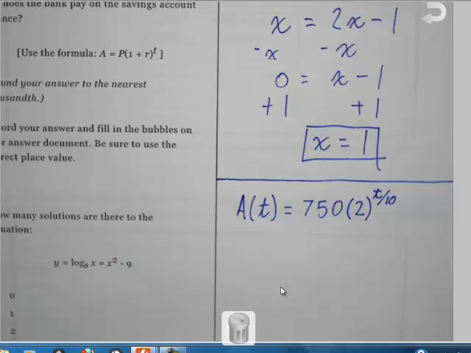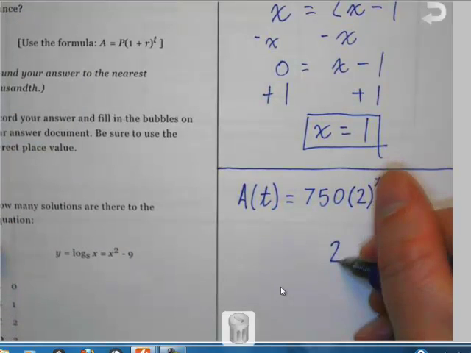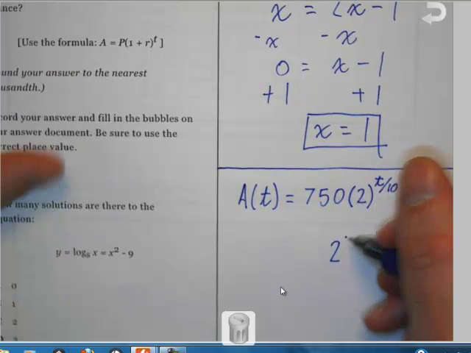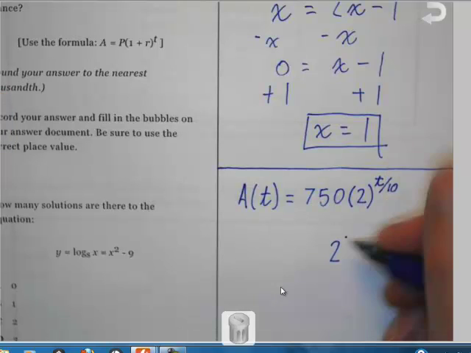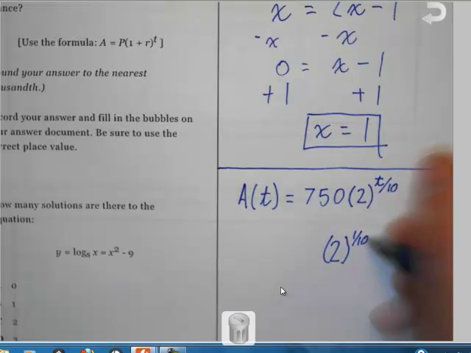Now, this is not really a logarithm problem. Really, what you're trying to do is figure out what 2 to the 10th root is. If you're actually going to find the base, you are going to take the 10th root of 2.